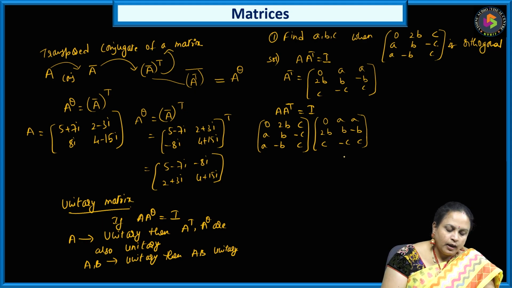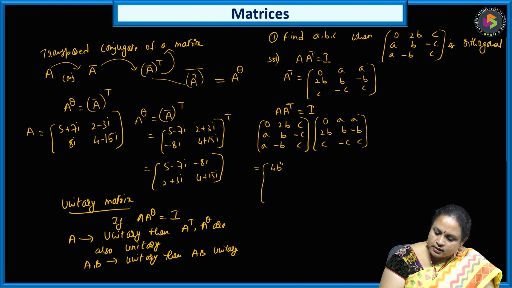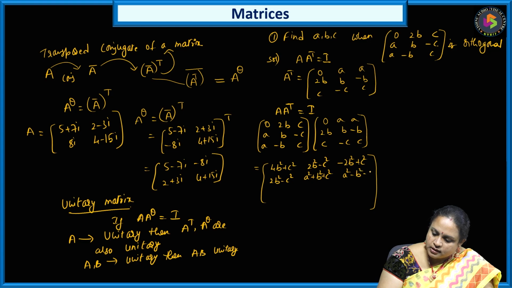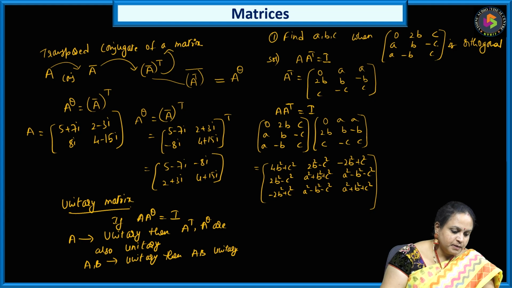Now multiply A into A transpose. When you multiply, what we are getting is 4b square plus c square, 2b square minus c square, minus 2b square plus c square, and 2b square minus c square, a square plus b square plus c square, then a square minus b square minus c square, and then a square plus b square plus c square.